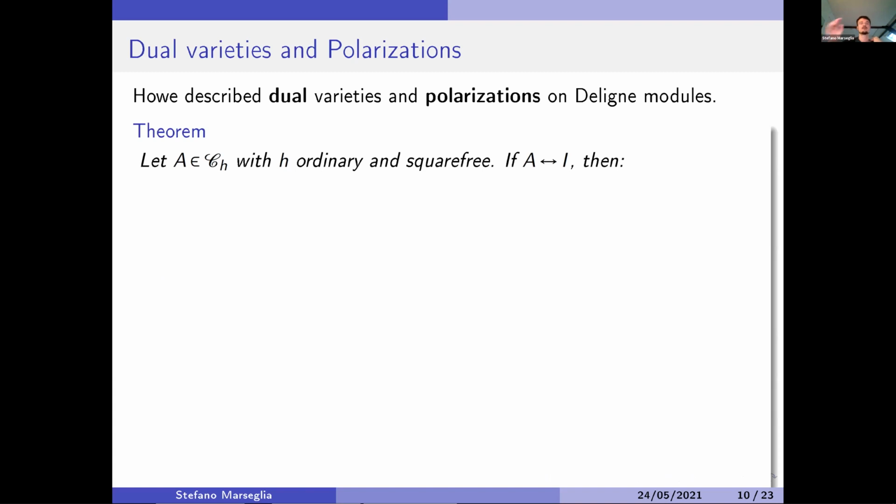So let h be our ordinary square-free polynomial as before, and A an Abelian variety inside the isogeny class, and I the fractional ideal corresponding to it. Then the dual variety corresponds to the trace dual of the fractional ideal I with a bar on top. So the bar is the CM involution of the algebra. So the algebra K is a CM algebra, because Abelian varieties over finite fields have complex multiplication. And the trace dual consists just of all the elements that send the ideal inside the integers after applying the trace from K to Q, the rational numbers.